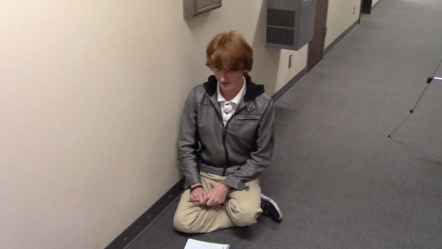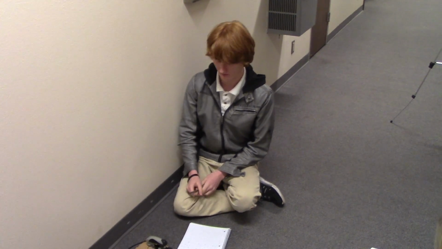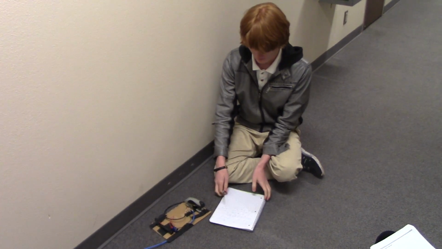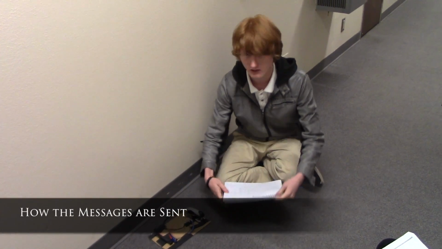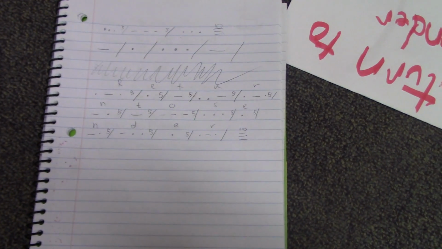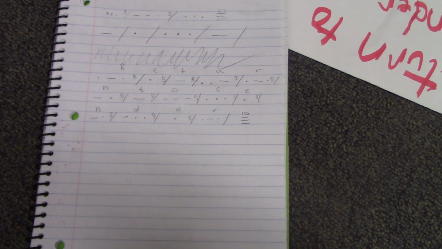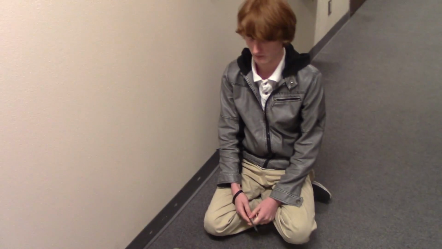Hey, I'm Skyler, and I'm going to be sending the final message as the telegraph operator. And here's the notation that we made that has slashes to represent spaces between letters, and a dot represents one time unit, in our case 1 second. A dash represents 3 time units, so 3 seconds.